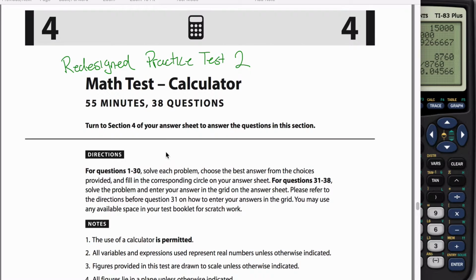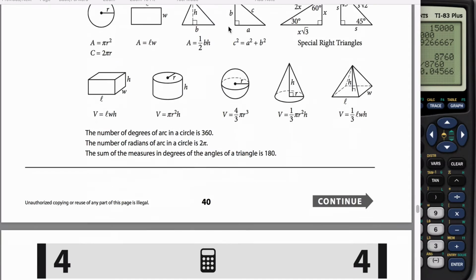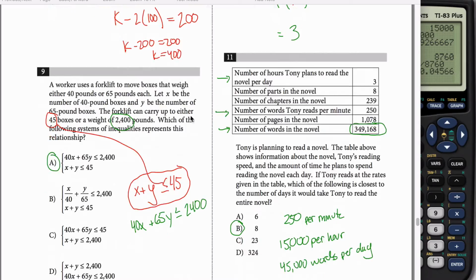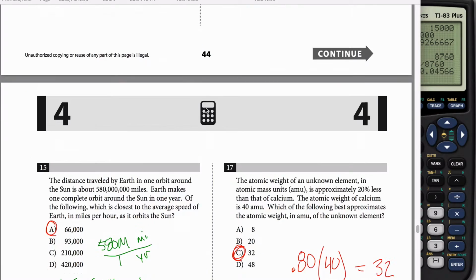All right, here's my third video from section 4. This is of the second redesign practice test. So this is the calculator section. I'll pick up here on problem 21. So in prior videos, I did 1 through 10 here, and then 11 through 20.